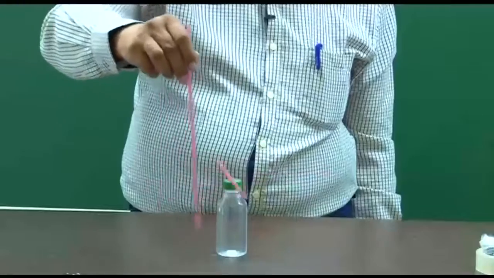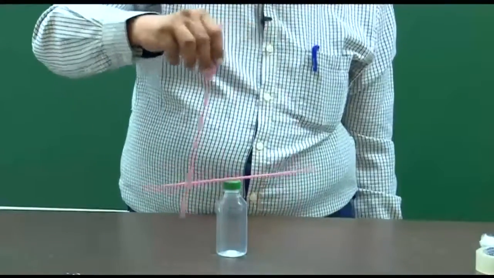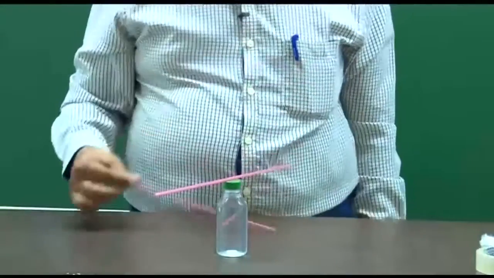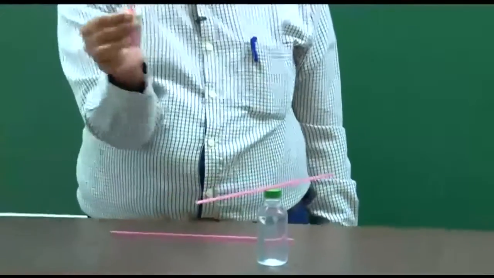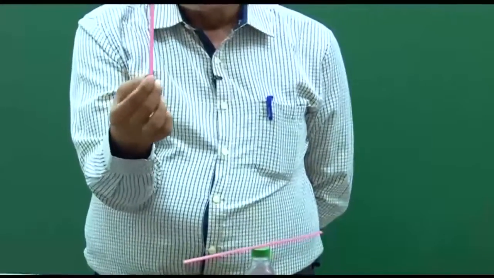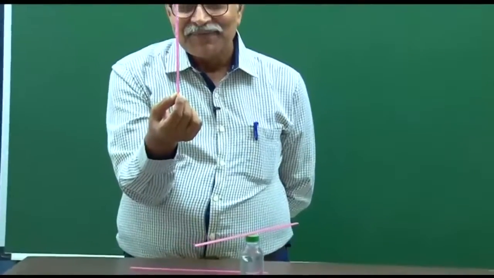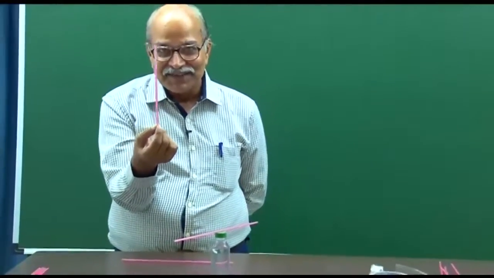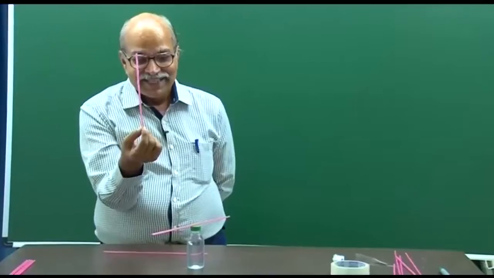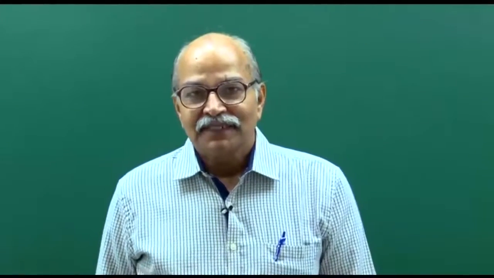So, like charges repel, unlike charges attract, and a charge and a neutral object also attract. These paper pieces were neutral and this straw was charged, still there was an attraction. So, you have seen all these repulsion and attraction experiments.